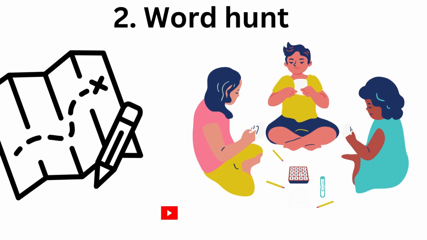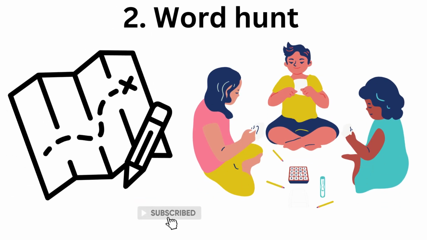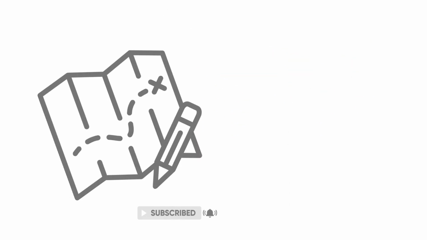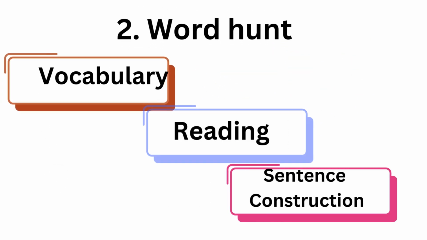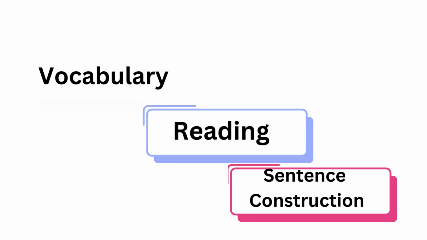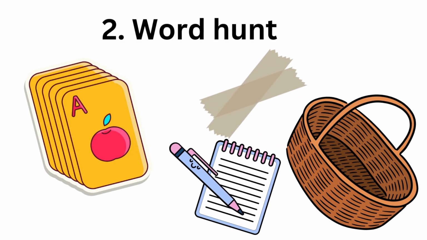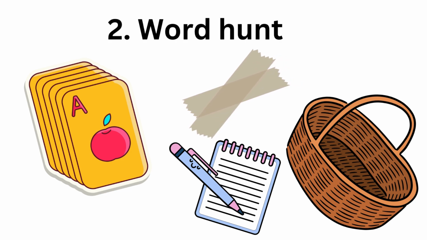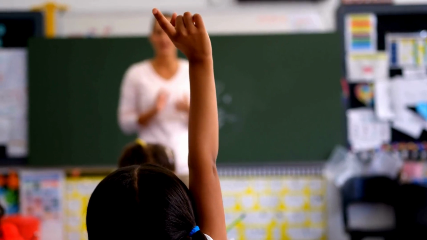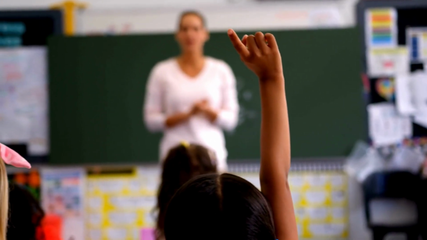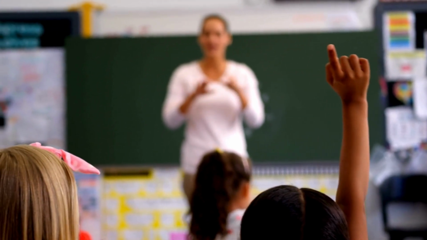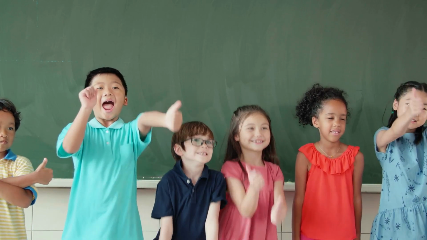The next activity is word hunt. The skills learned in this activity are vocabulary, reading skills, sentence construction, and so on. It is best suited for again class 2 students around 7 to 8 years old. And the things you will need are some flashcards depicting cat, dog, ball, or other things, sticky tape to stick the cards, and a small basket, pen and paper as well.